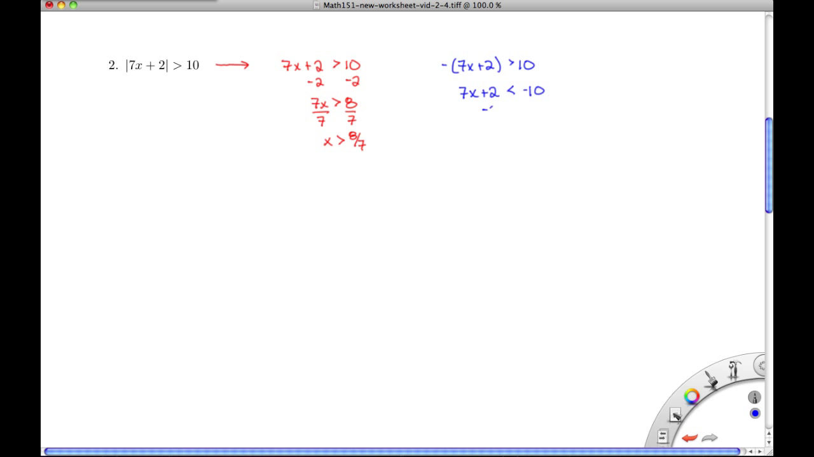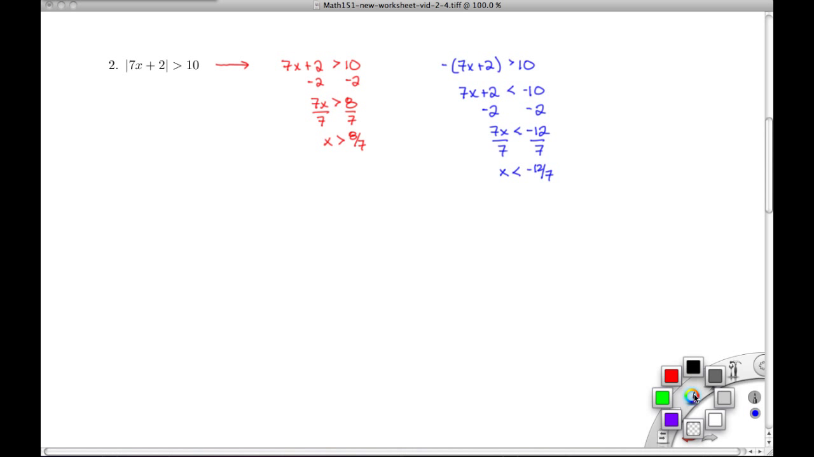So we'll go ahead, we'll subtract 2, which gives us 7x is strictly less than -12. Divide both sides by +7, and we get x is strictly less than -12/7. Okay, so these are the two conditions that we want to account for in our solution interval.